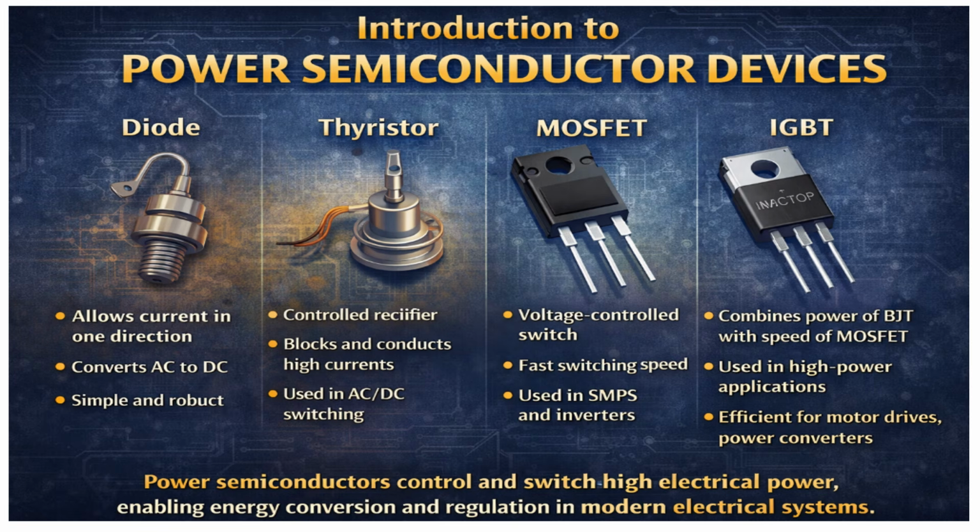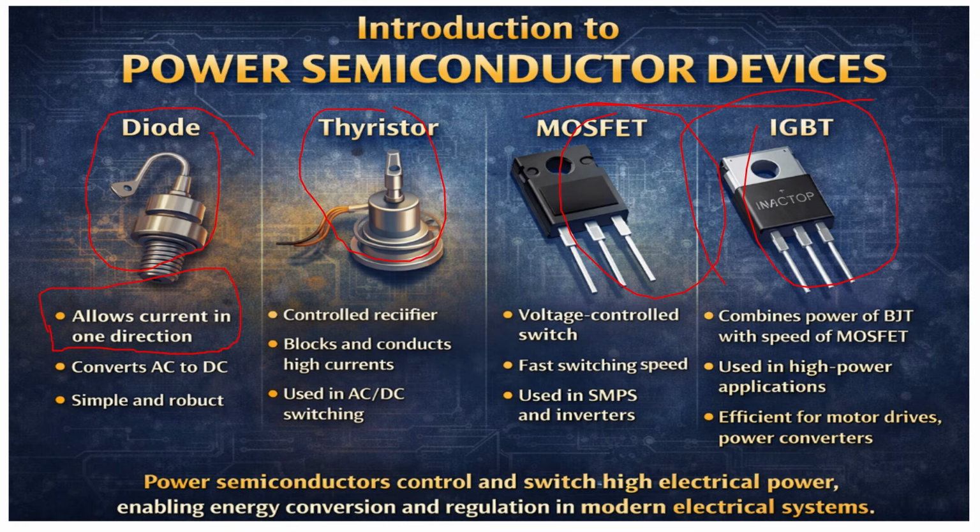Now, the introduction to power semiconductor devices. Mostly we are going to use the power diode, then power thyristor, then power MOSFET, and then power IGBT. These are the major power semiconductor devices. Why are we using the power diode? Because a normal diode like the 1N4001 is used only for electronic purposes, but it cannot be used for electrical power purposes, right? For high power, it will not be used, so the power diode will be used here.